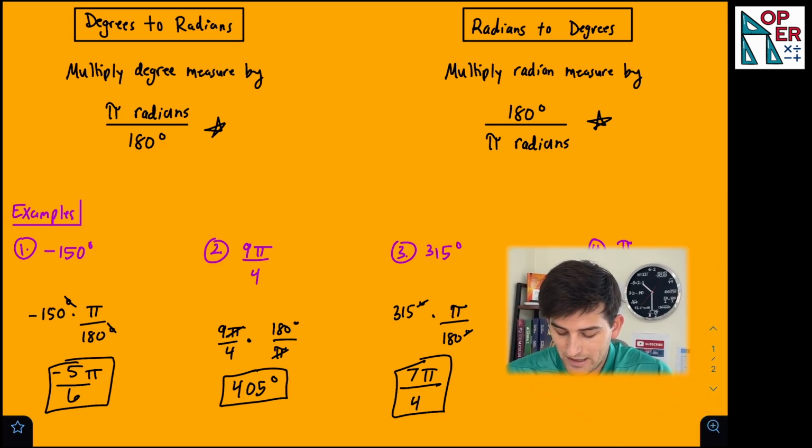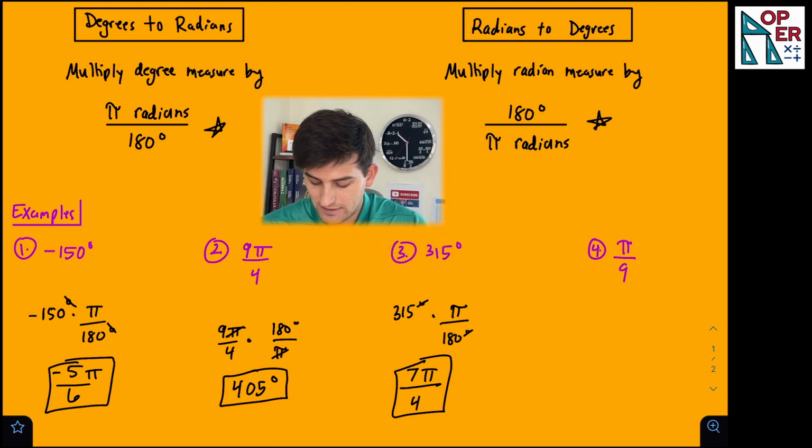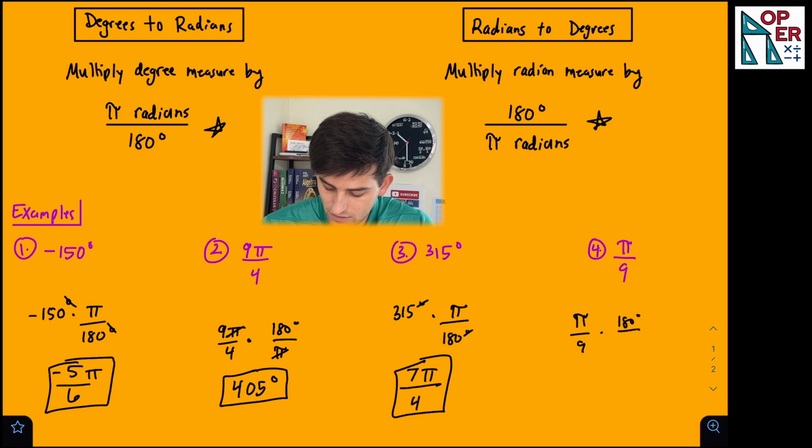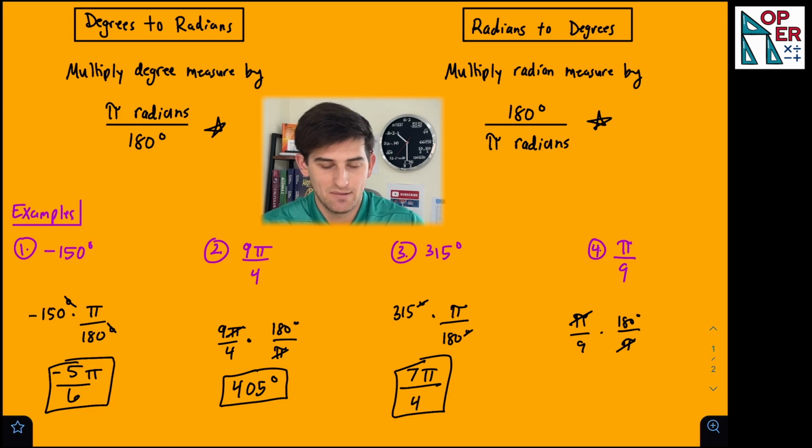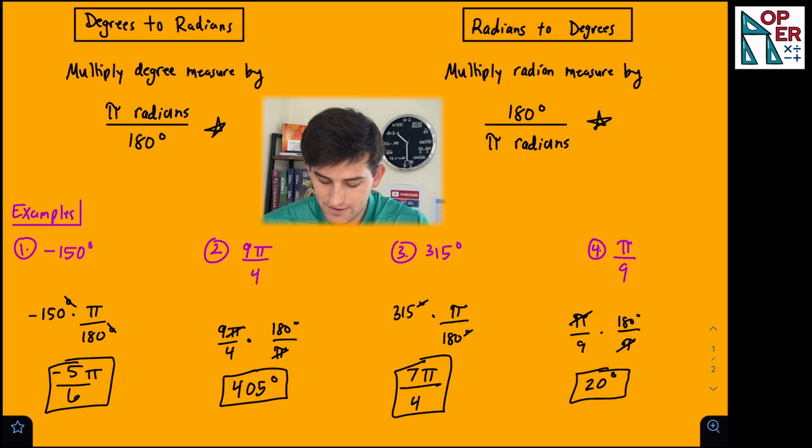And number 4, pi over 9. Now our last one's going from radians back to degrees. So we're going to do pi over 9 times 180 over pi. So the pi's cancel. And now we just have 180 divided by 9, which would be 20, and we're left with our label of degrees. Okay, so that's how you can convert between degrees and radians, and also radians and degrees.